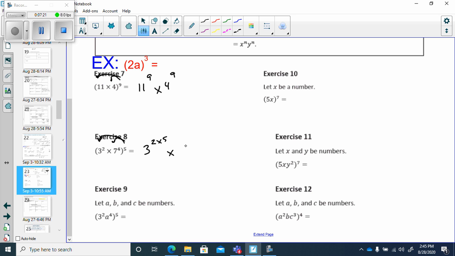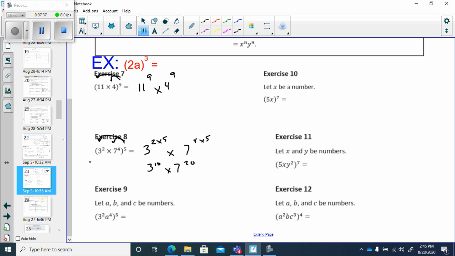Okay, how about the 7? I've got 7 to the 4th power. If I'm raising that 7 to a 4th power to the 5th power, that would be 4 times 5. This gives me 3 to the 10th power times 7 to the 20th power.